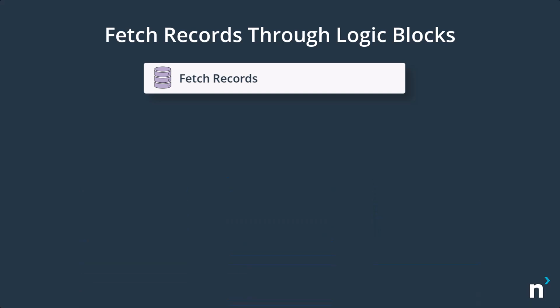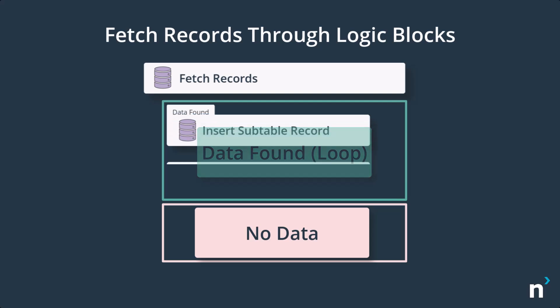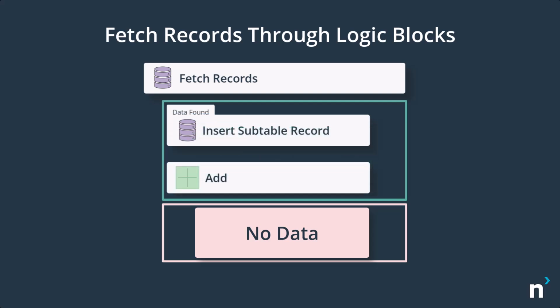This action also creates data found and no data sections of the logic block. The data found section of the logic block is used to configure actions to run for each record returned by the fetch. Our example logic block will run 2 actions for each record. Insert Subtable Record action. This action will insert the fetched records into the invoice application. The Add action will calculate the total cost of each completed task.